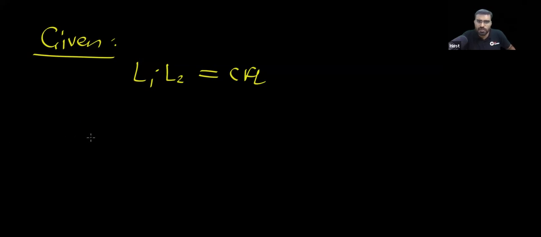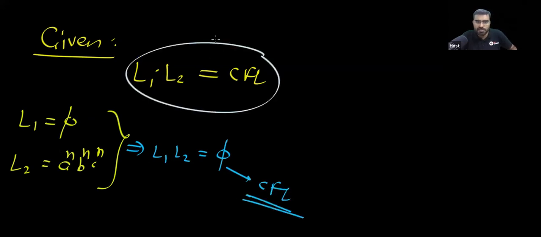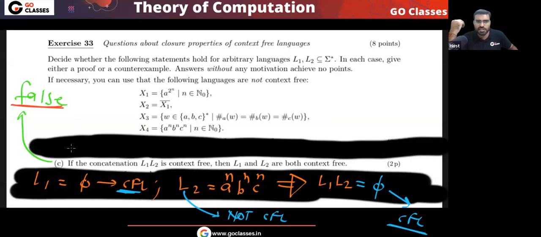What you can do is take, for example, L1 equal to 5, and L2 equal to a power n, b power n, c power n. Still, L1 dot L2 will be CFL. So this condition is satisfied, but both being CFL is not true. So this statement is false.